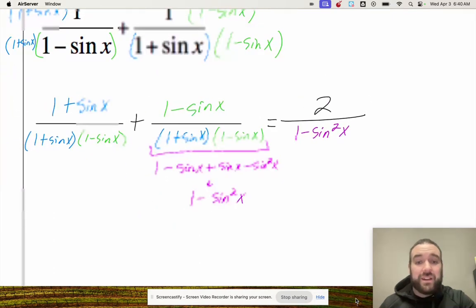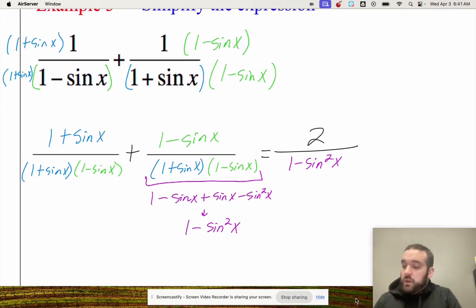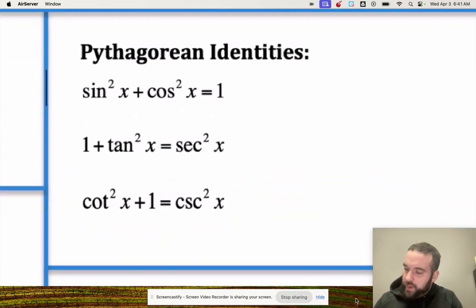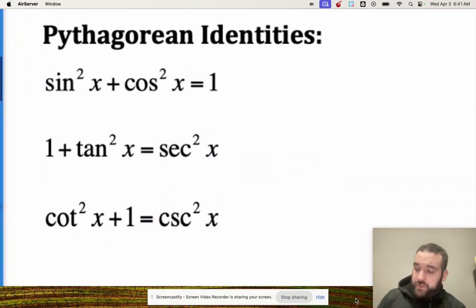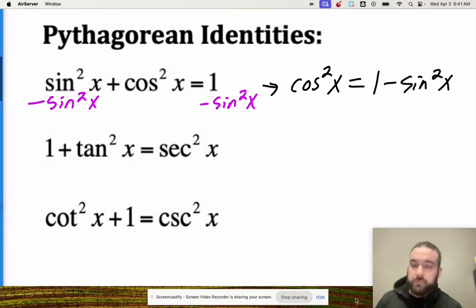You might be thinking, what the heck? Why is that even remotely helpful? It's nice that the numerator is just 2, but why would we write the denominator as 1 minus sine squared? The reason we're going to do this, and I'm going to go back to a previous page real quick, is to show that these identities that we've learned can be used in more than one way. Meaning, sine squared plus cosine squared equals 1. I could take this expression and simply subtract sine squared from both sides. And now I have a new identity, which is that cosine squared is equal to 1 minus sine squared.